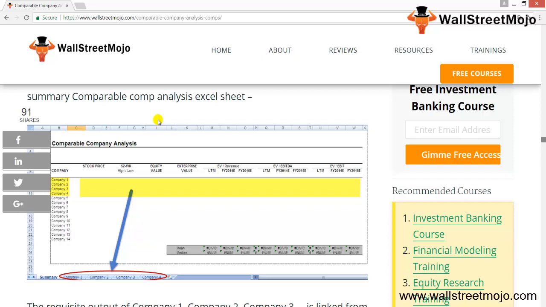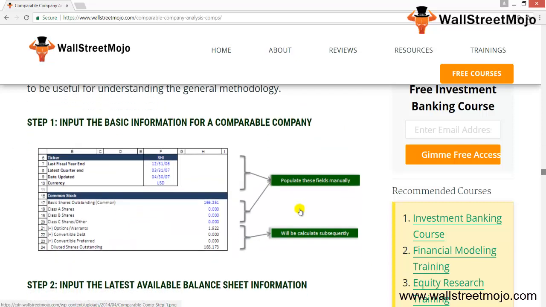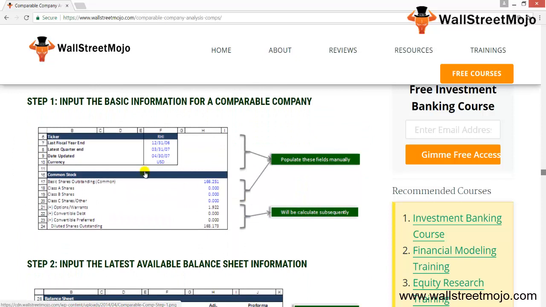I have taken an example of Robert Half International, ticker RHI, and even though the data used here is pretty old, the 2006 10-K and 10-Q filings, I'm sure it will still prove useful for understanding the general methodology. Step one is to input the basic information for a company, the last fiscal year end and all the details. These are all the basic details that you have entered. Populate these fields manually, and this will be calculated subsequently, because the options, warrants and convertible debts will be calculated.